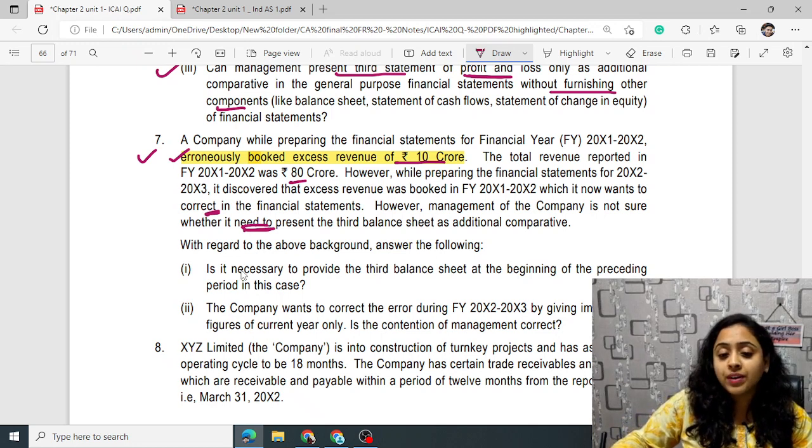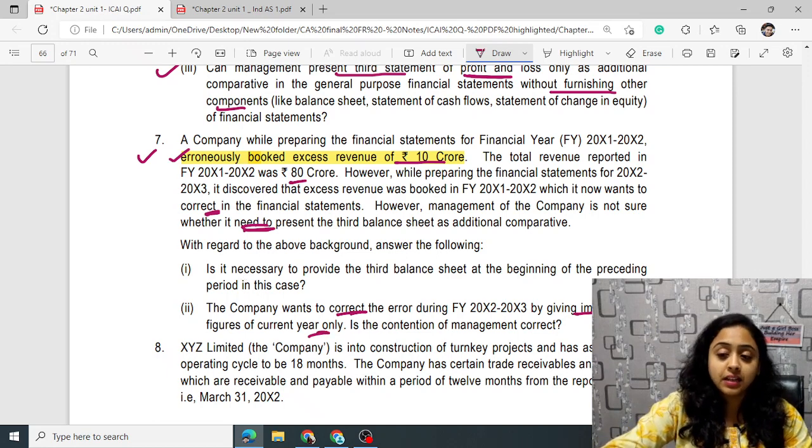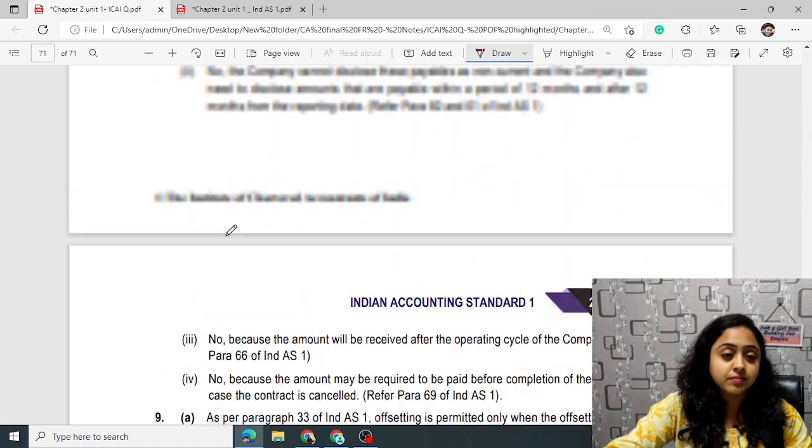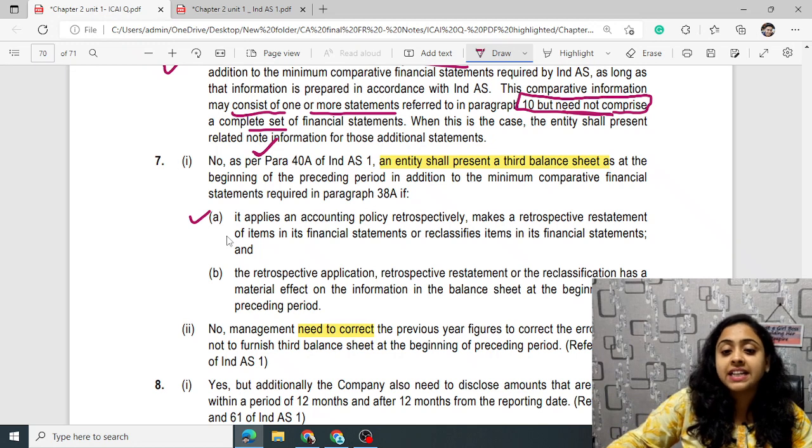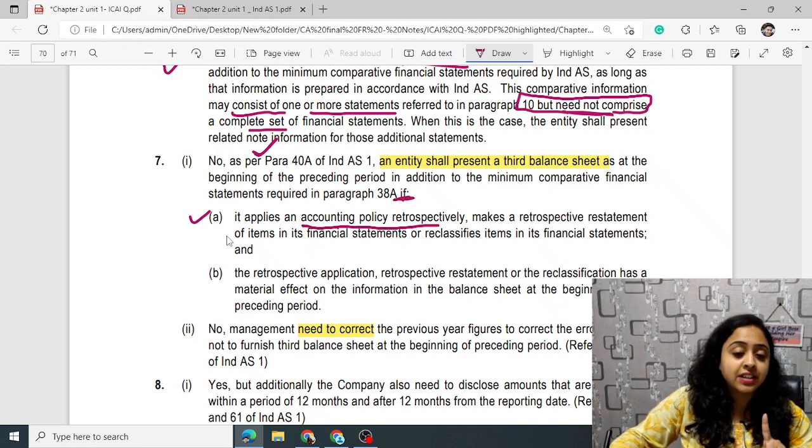Is it necessary to provide the third balance sheet at the beginning of the preceding period in this case? The company wants to correct the error by giving impact in the figures of current year only. Is the contention of management correct? Let's see. First of all, an entity shall present a third balance sheet as at the beginning of the preceding period in addition to the minimum comparative financial statements required by paragraph 38A if and only if, addition is required only if accounting policy changes, that is, retrospectively.